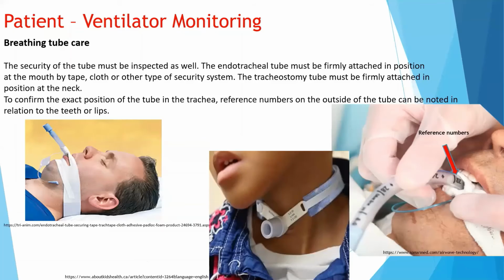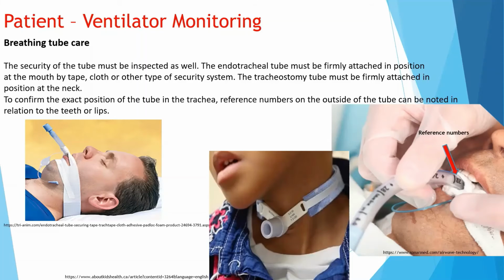As well, in terms of breathing tube care, the security of the tape must be inspected. The endotracheal tube must be firmly attached in position at the mouth by either tape or cloth or other type of security system. The tracheostomy tube must also be firmly attached in position at the neck.